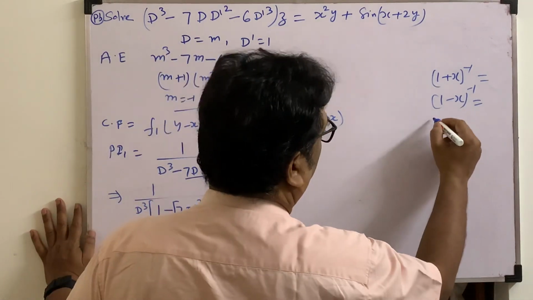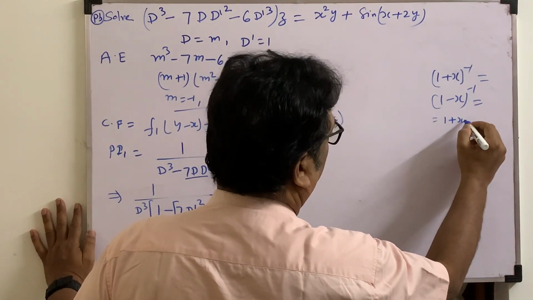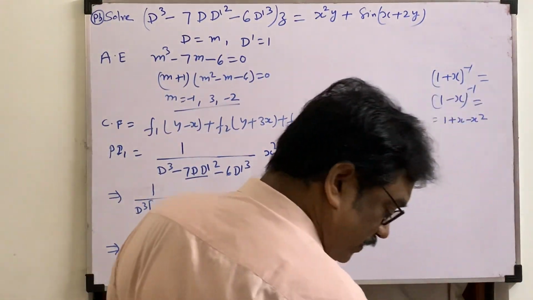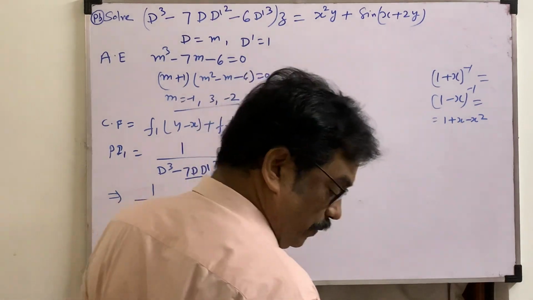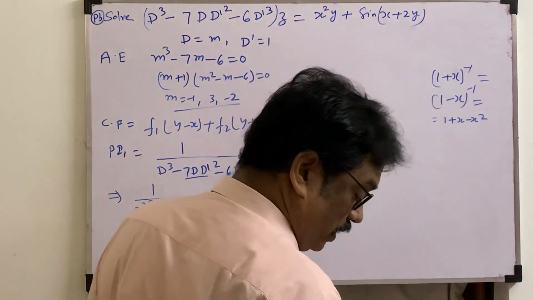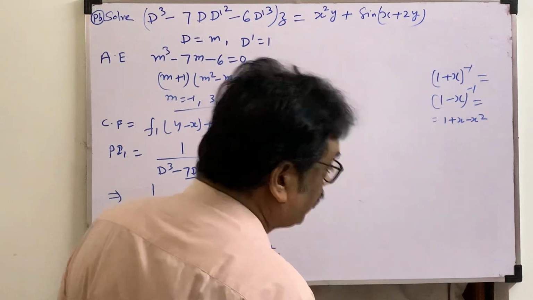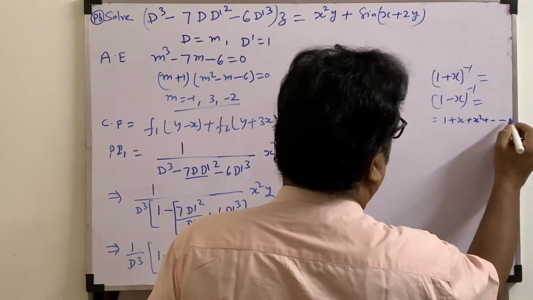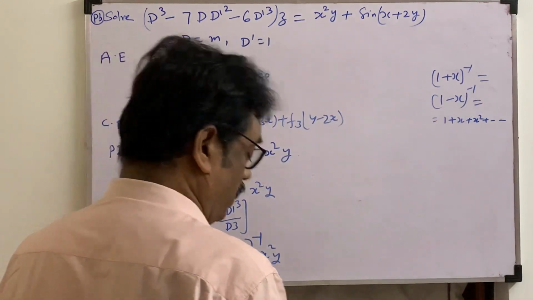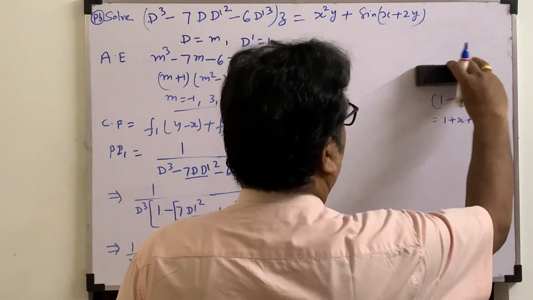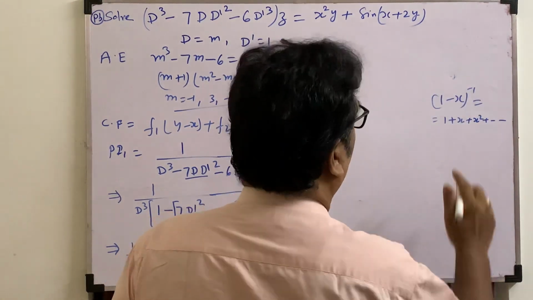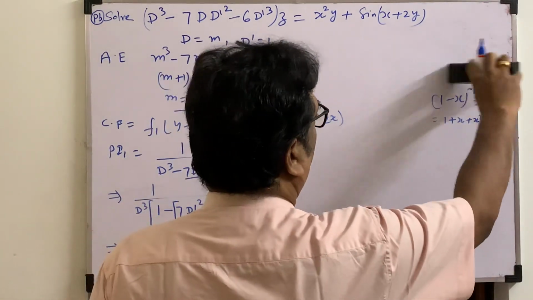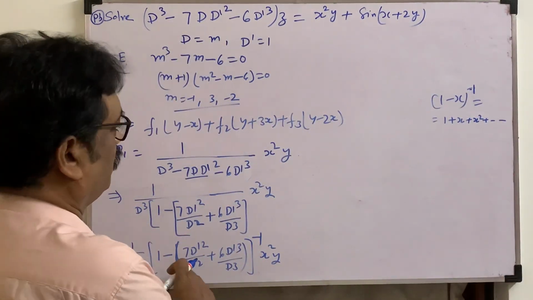What is the formula for 1 minus x power minus 1? 1 plus x plus x square, like this it will go. If you have 1 plus x, 1 minus x, what is the formula there? 1 plus x plus x square, like this will be there. This is called the binomial expansion: 1 minus x power minus 1 equals 1 plus x plus x square and so on. Now we'll substitute this value.